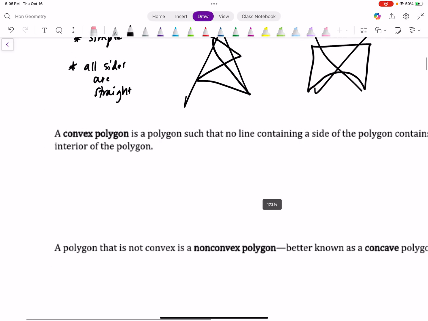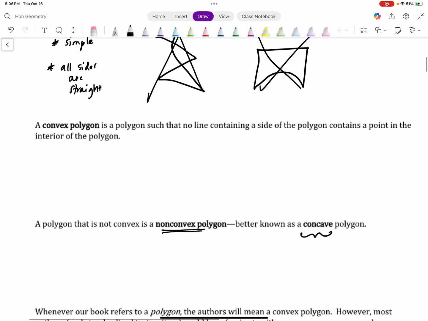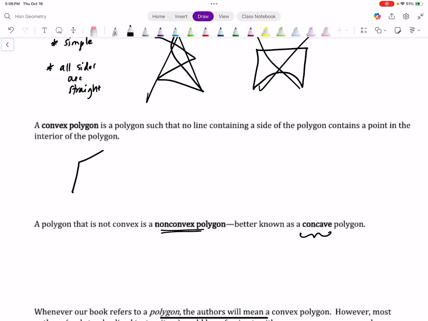But coming back up here, let's talk about convex and non-convex, which I was doing the notes like this, non-convex. The book that you're learning out of calls them non-convex. Most people call them concave if they're non-convex. So I guess we should probably talk about what convex means first. So a convex polygon is a polygon such that no line containing a side of the polygon contains a point in the interior of the polygon. Okay, so let's say we just draw any convex polygon, and we say no line containing a side of the polygon contains a point in the interior.